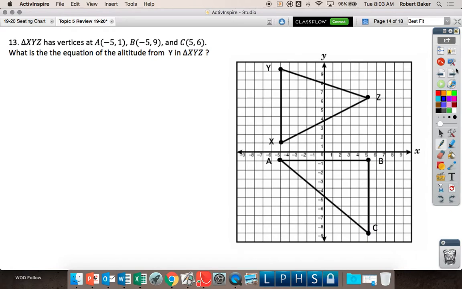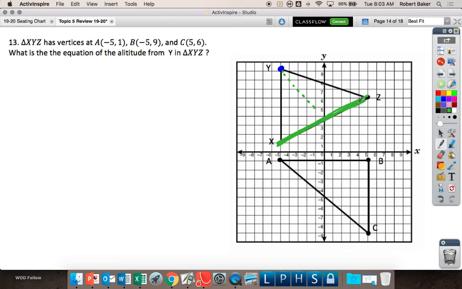What is the equation for the altitude from y in triangle XYZ? So now we're looking at this triangle up here, and we're looking for the equation of the altitude from y. So we talked about this in class. If we're looking for the equation of the altitude from y, you have to understand that altitude looks something like this. It's going to go down through xz.